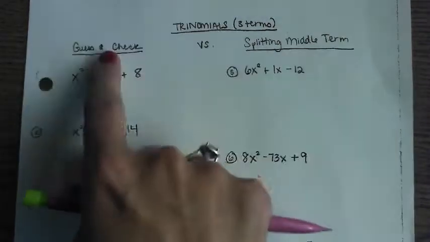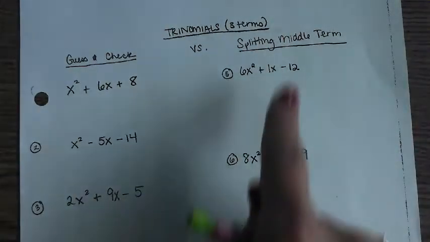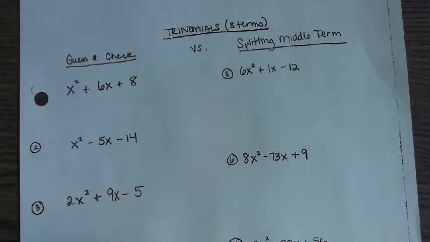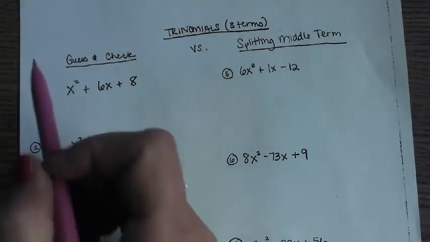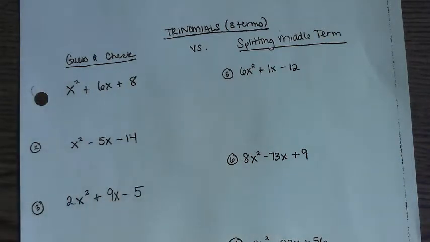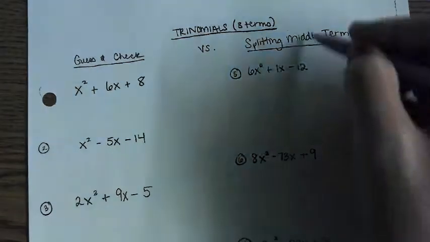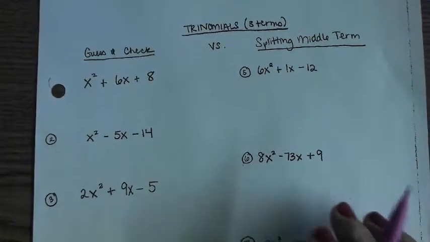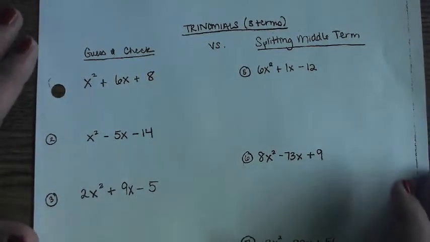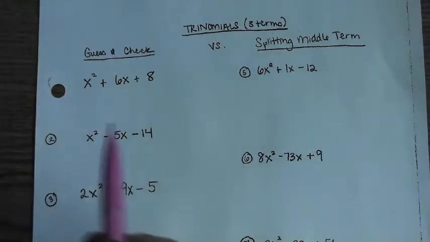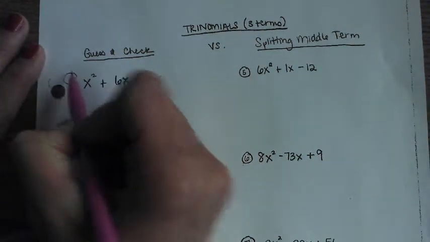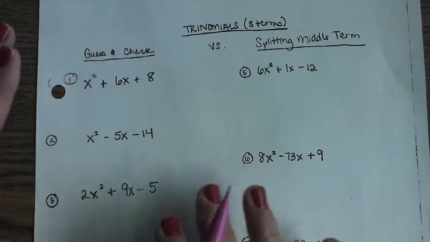And while that's helpful, splitting the middle term is going to be a way that is a little bit more certain, because what happens sometimes when you guess and check is you end up getting frustrated because you feel like you've guessed everything and nothing seems to be working. This splitting of the middle term method that I'm going to teach you is going to be a sure bet to get the answer every time. Okay? So on this first example, let me remind you what guess and check looks like.